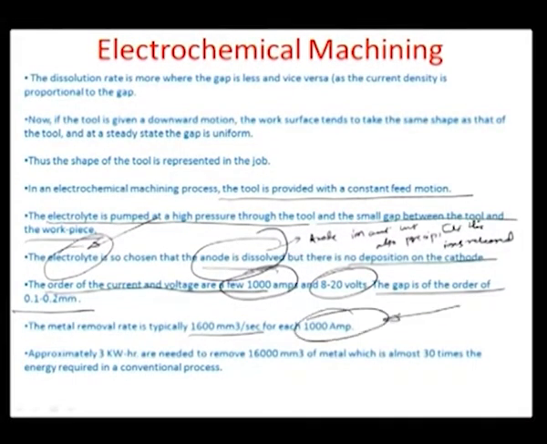So it's a high energy process. Typically, energy densities are very high. Specific energy of the material is very high, and just some other figures: approximately 3 kilowatt hour of power are needed to remove about 16,000 millimeter cube of metal, and this is about 30 times the energy required in any conventional process. So, in general, what we are seeing in these mechanical processes, or even now in electrochemical processes, is that these non-conventional advanced machining processes are very highly energy intensive.